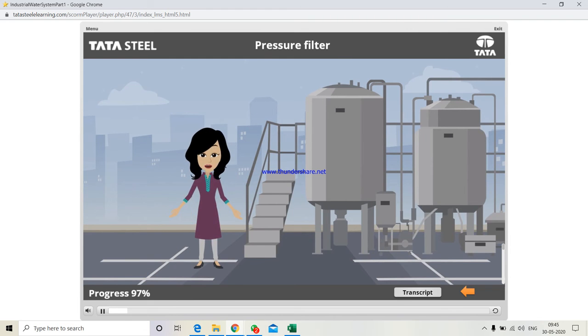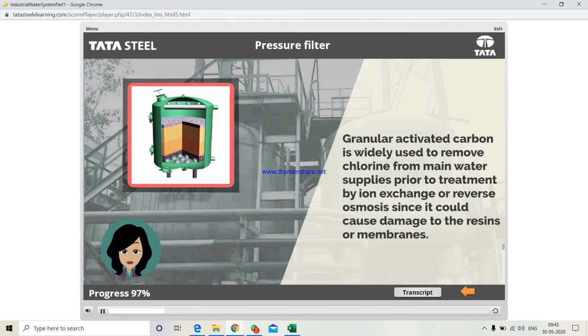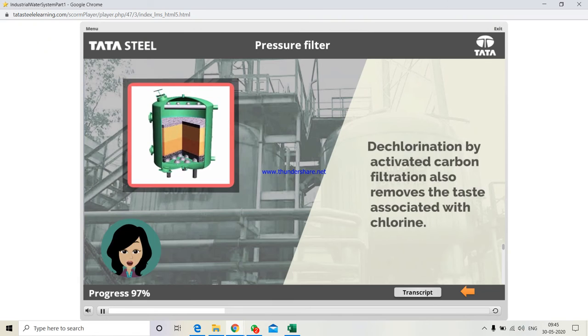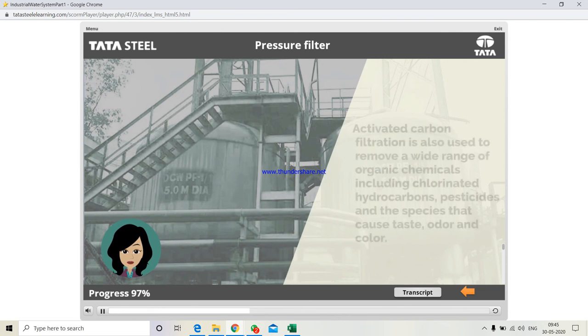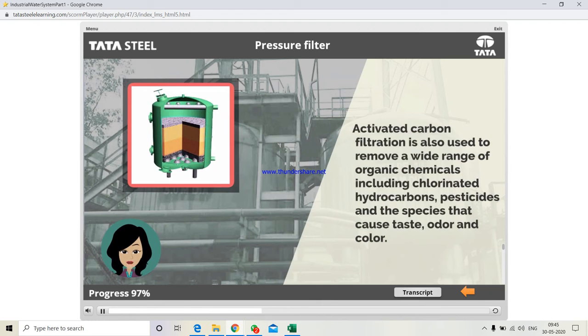The important part of water filtration is the pressure filter, which plays a major role in water treatment. Granular activated carbon is widely used to remove chlorine from mains water supplies prior to treatment by ion exchange or reverse osmosis, since chlorine could cause damage to the resins or membranes. Dechlorination by activated carbon filtration also removes the taste associated with chlorine. Activated carbon filtration is also used to remove a wide range of organic chemicals, including chlorinated hydrocarbons, pesticides, and the species that cause taste, odor, and color.